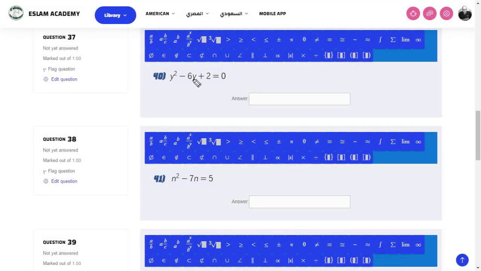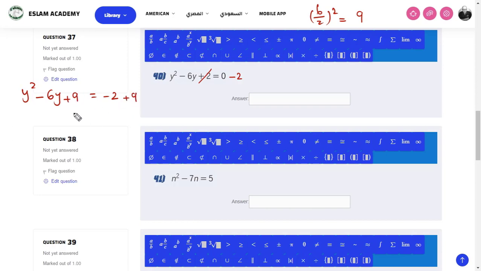y² minus 6y plus 2 equals 0. We need to solve by completing the square. If you look at the expression on the left-hand side, it is not a perfect square trinomial. So we shift 2 to the other side by subtracting 2. So we have y² minus 6y equals negative 2. Now by completing the square, just divide the middle by 2, raised to the power 2. 6 divided by 2 equals 3, to the power 2 equals 9. So we add 9 to the left and add 9 to the right side.